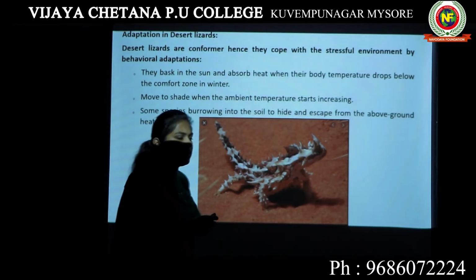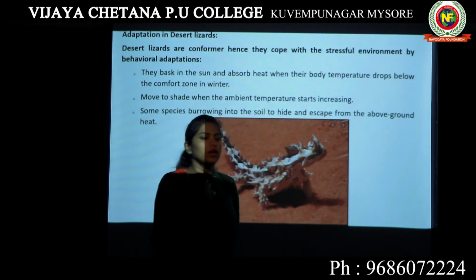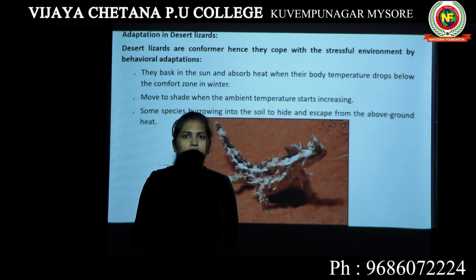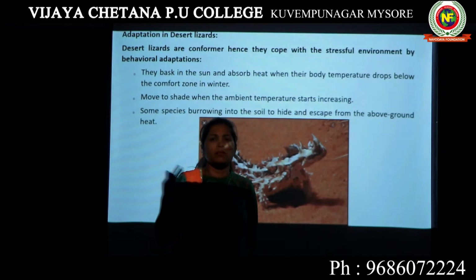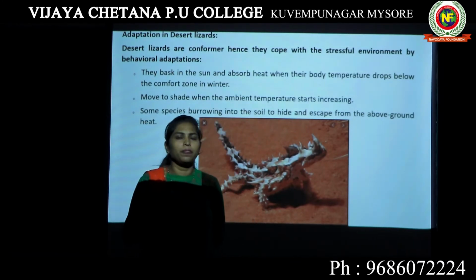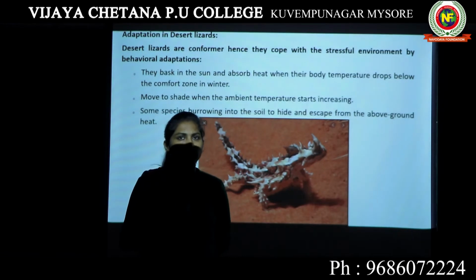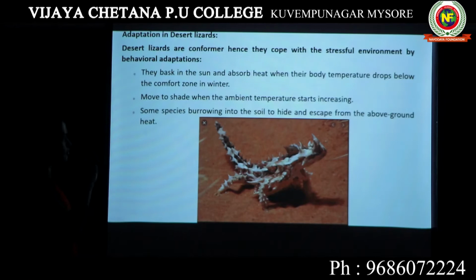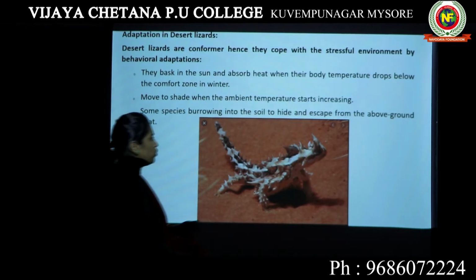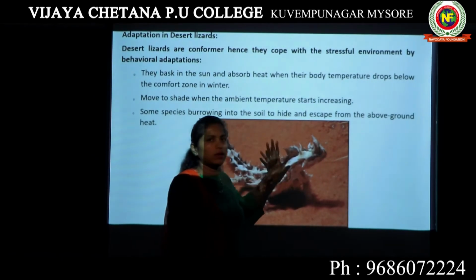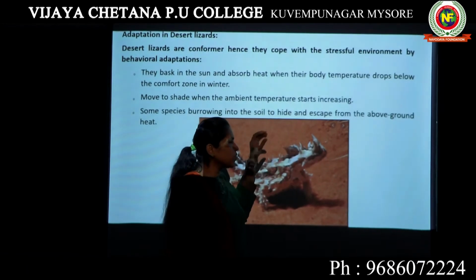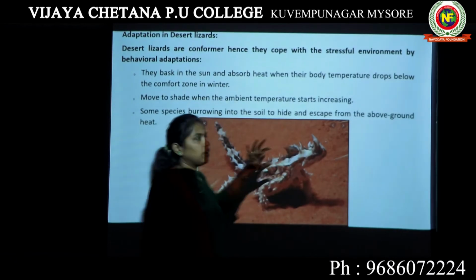Conformers, as you all know, we have already discussed. Conformers are the organisms which change their internal body environment depending upon the external environment. They do not maintain a constant internal environment. Such organisms are known as conformers. Okay, this is a desert lizard. They are also conformers. As you all know, they are reptiles and they come under cold-blooded animals, so they can easily become a conformer. That means they change their body environment depending upon the external environment.